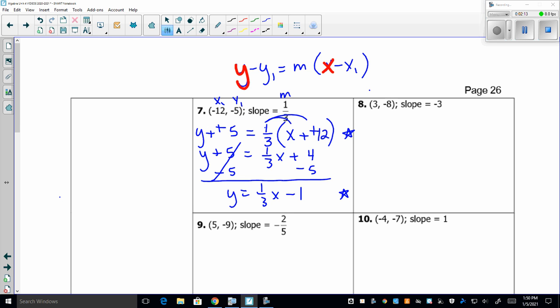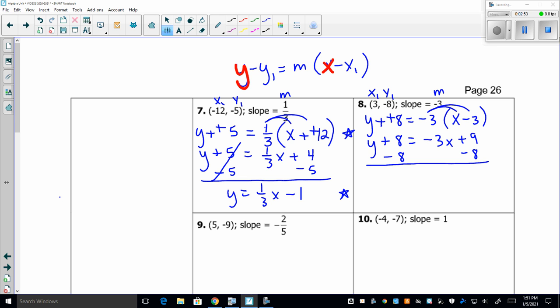So this is the point x1, y1, and this is the slope of m. So we have y minus negative 8 equals negative 3 times the quantity x minus 3. So minus a negative turns into plus a positive, and we're distributing the negative 3 here. So we have y plus 8 equals negative 3x, and a negative times a negative is positive 9. And now let's get y by itself by doing the opposite of plus 8, which is minus 8 to both sides. Plus 8 minus 8 cancel each other out, and we have y equals negative 3x plus 1.